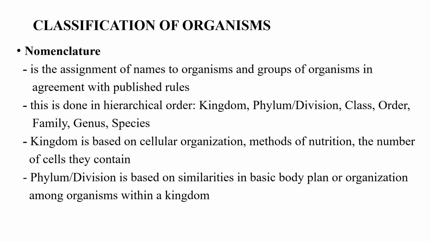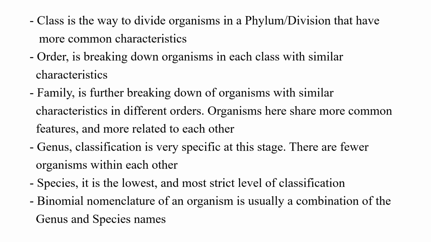And when we talk about phylum or division, it's based on some similarities. That is, within a kingdom, some organisms that have certain similarities will also be put together as phylum or division. So class is the way by which we define phylum or division members that have common characteristics. Inside phylum or division, we have some organisms that have similar characteristics. These ones are put together under class. Then inside class again, we have some organisms that have similar characteristics. These ones are put together, and that is referred to as order.